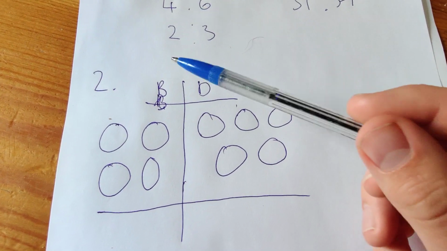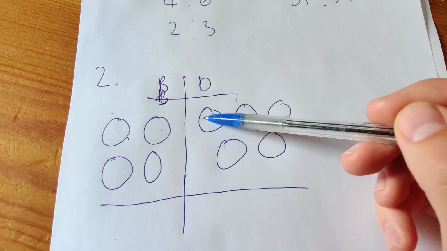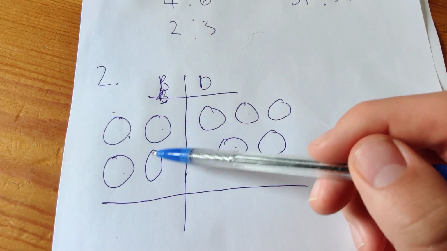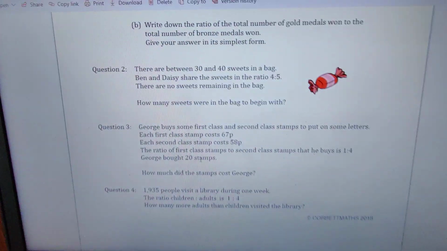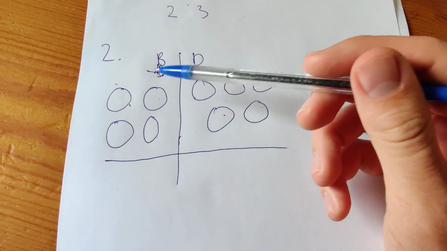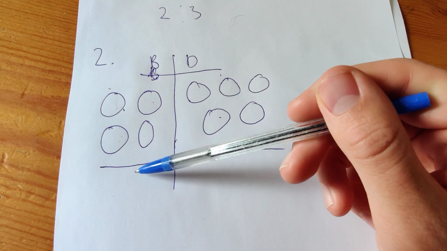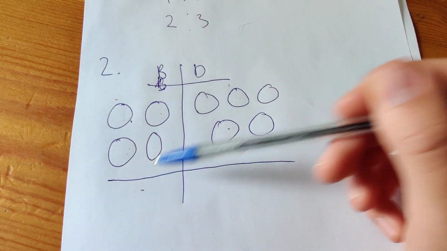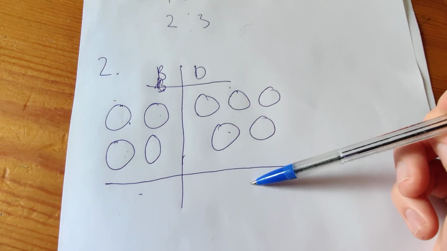So for example, if each part was worth 2, I'd have 8 here and 10 here would be 18. Now it says there are between 30 and 40 sweets in the bag, so it can't all be 2. Maybe it could be 3 in all of them. That would give me 12 here and give me 15 here. So that'd be 27, still not between 30 and 40.